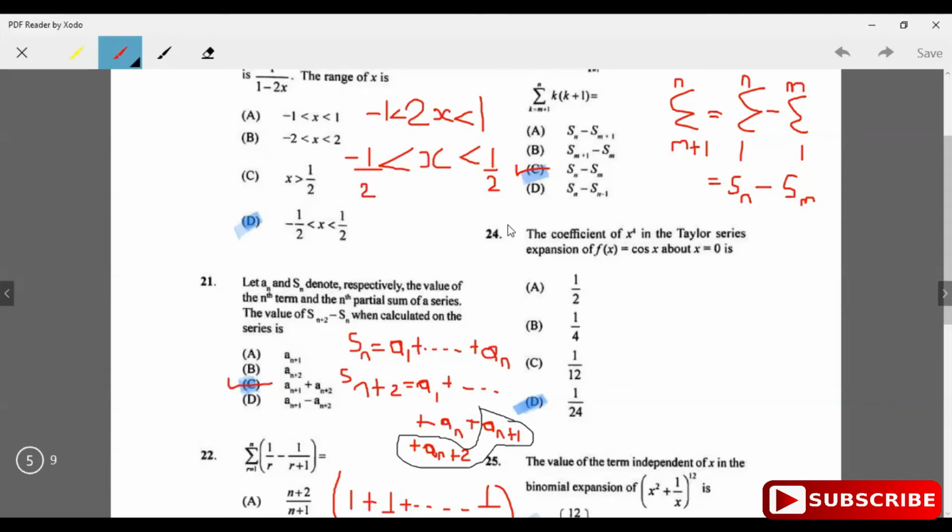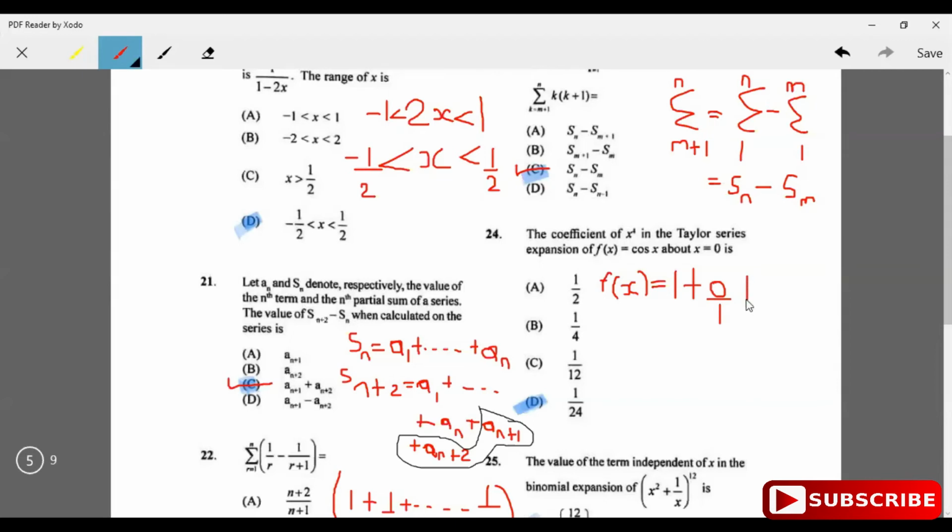But let's say you don't want to look at it that way, you can always work it out. f of x is equal to f of a plus f prime of a times x minus a. In this case, x is 0, a is 0. So f of 0, cosine of 0, is 1, plus f prime of 0. When we differentiate cos, we get minus sine, and the sine of 0 is 0. So we can just write 0 over 1.